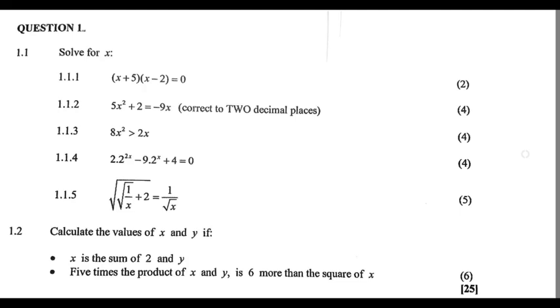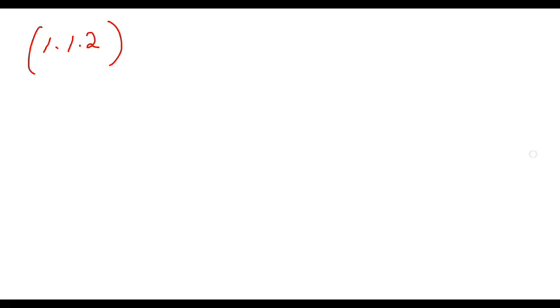Second question, 5x squared plus 2 is equal to minus 9x. So 1.1.2, rearrange the equation into standard quadratic form. So 5x squared plus 9x plus 2 is equal to 0. I move the negative 9x to the left hand side, and it becomes positive. Now I'm going to apply the quadratic formula here.